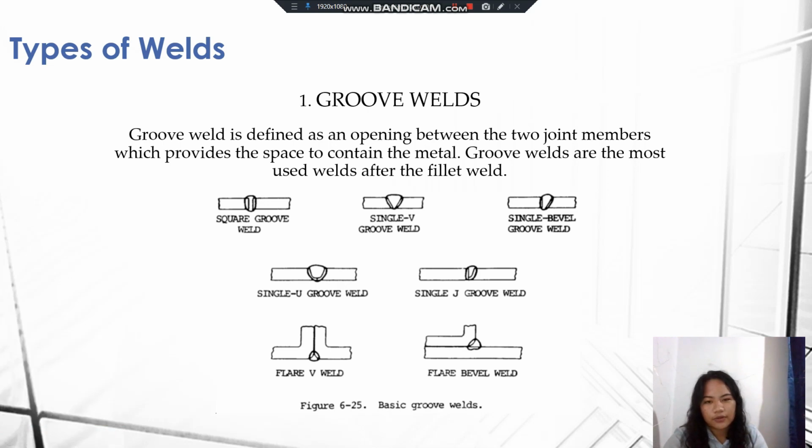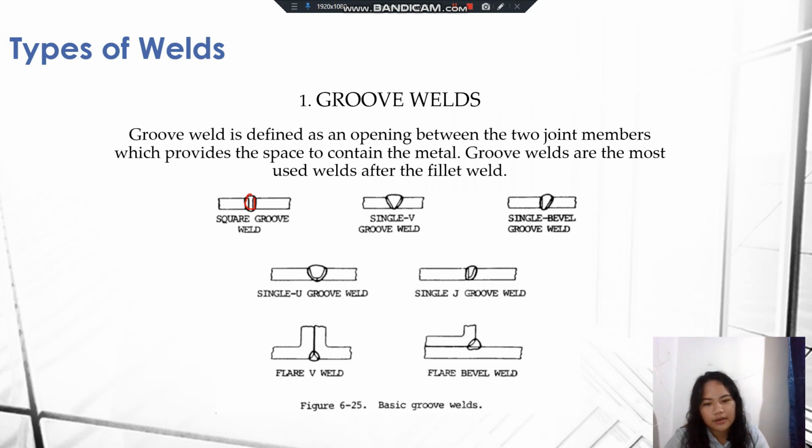So here are examples of groove welds. So the square groove weld. Meaning yung groove niya dito is parang square. Mag-form siya ng square. So next is the single V groove weld.